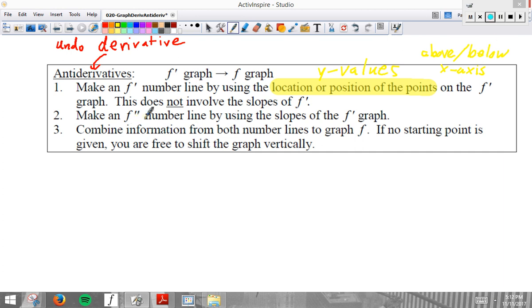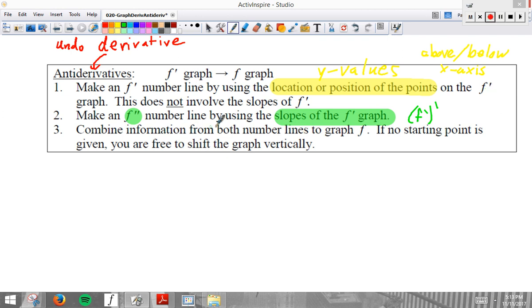Then we're going to make an f double prime number line by using the slopes. So again, f double prime is the slopes of f prime. The y values of f prime are the slopes of f. It's a chain like that. Slopes of f prime: derivative of f prime. That's why we're talking about f double prime here. Slopes of f: derivative of f. Y values of f prime.